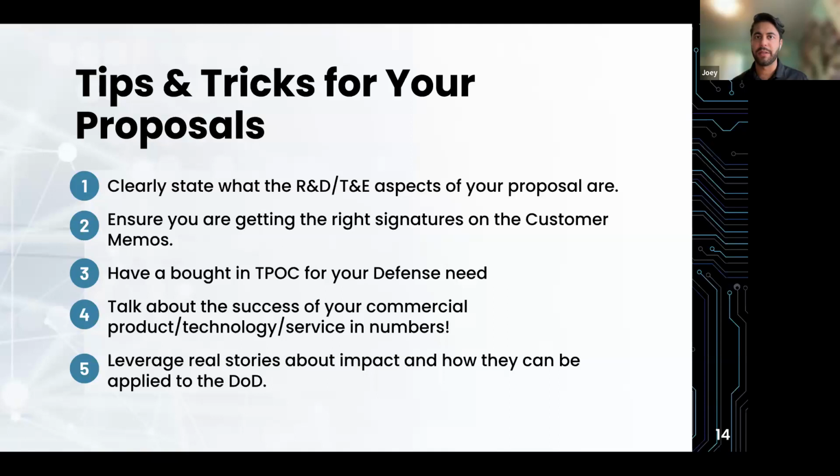And your work plan and milestones need to be clearly research and development or test and eval focus, as that is what the SBIR and STTR money is for. And then ensure you're getting the right signatures on the customer memos. You need to have 2 different signatures, one person for the customer, one person for the end user. And one of those might also be your TPOC, but you need 2 different individuals signing. Often they are not in the same organization, but sometimes they are.